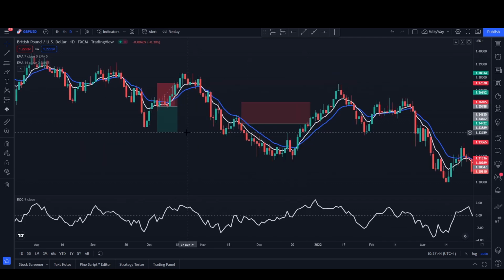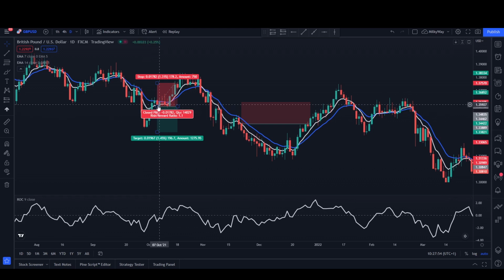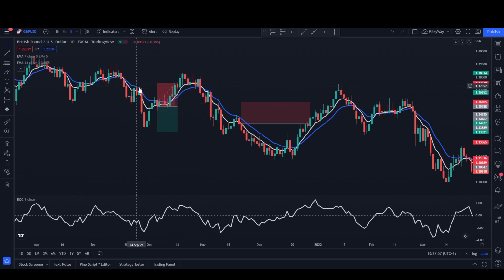And here are some short trade examples. You've got the conditions here. The 7 EMA is below the 14 EMA. The rate of change becomes negative. So we take a short. The stop loss at the last swing here is hit, so it's a losing trade.